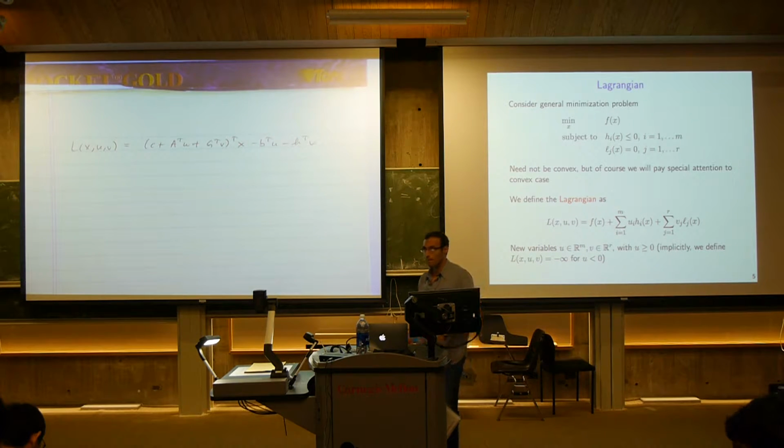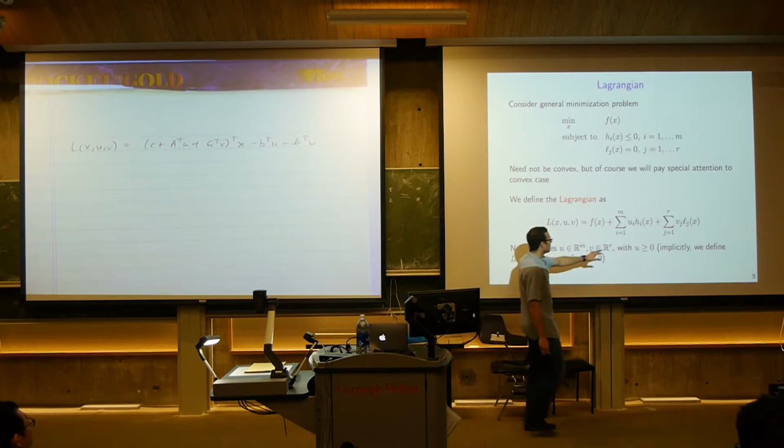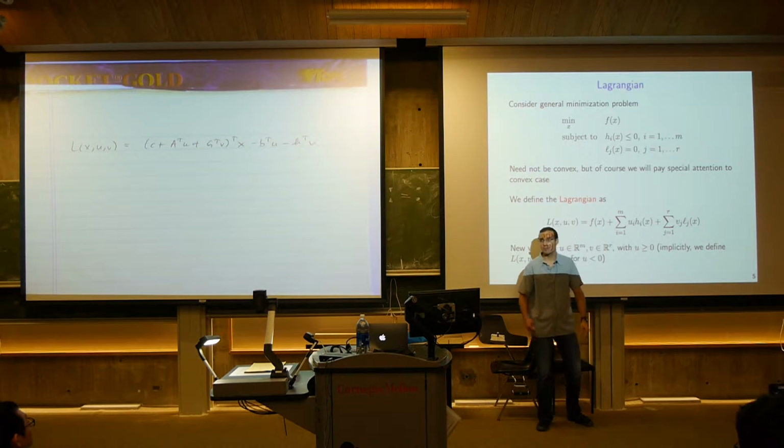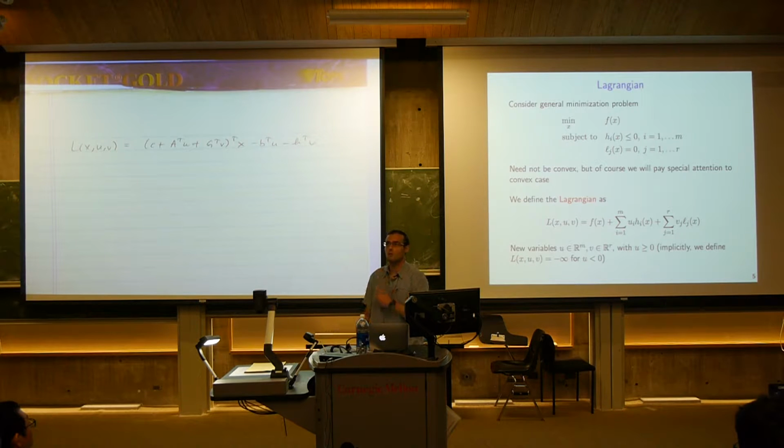Yeah, question? Yeah, that's a fair question. So the question was, why do we write these explicitly as equality constraints? I'm doing it because I want to separate out dual variables that are unconstrained in terms of their sign from those that are constrained. It's just notation, basically.